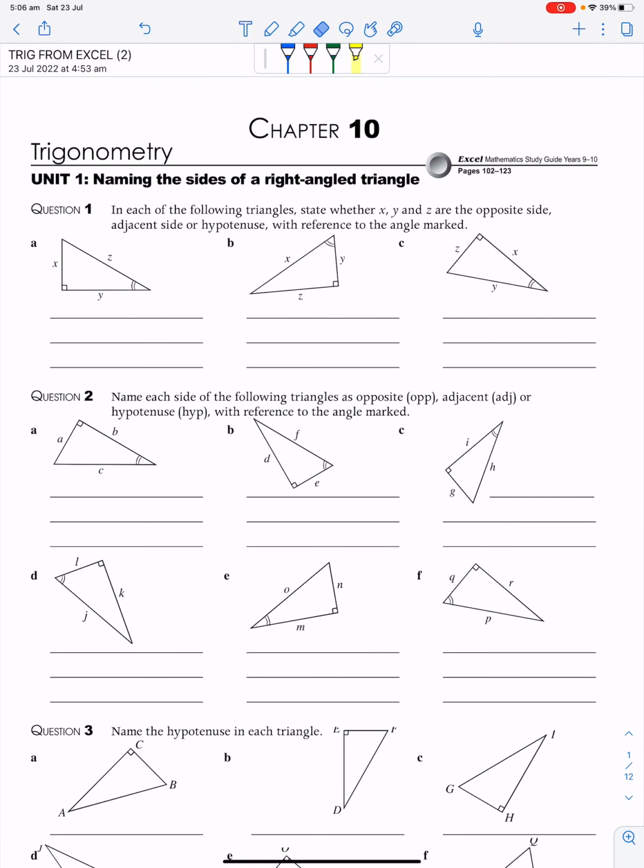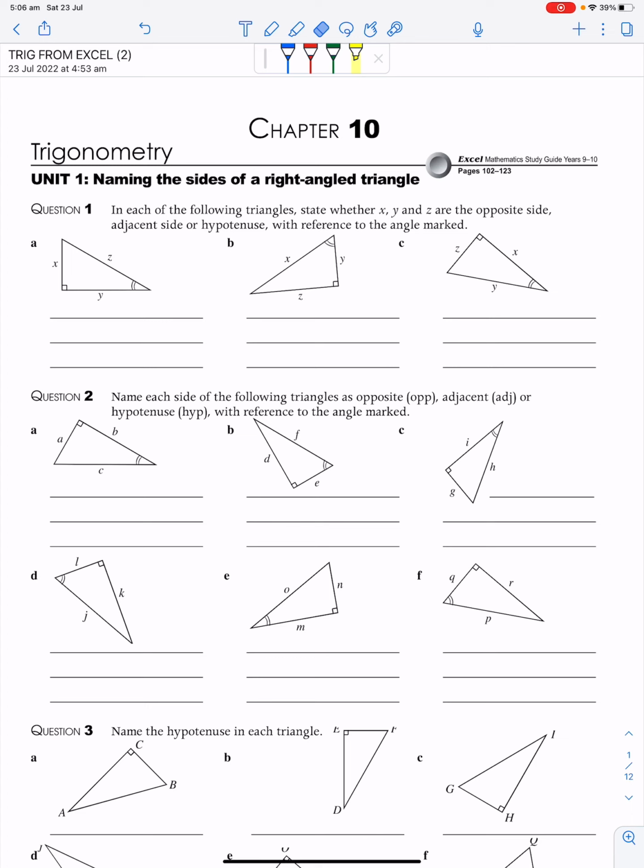Okay, so we have the topic of trigonometry, and in year 9 you do right angle trig. So in other words, trig only with right angle triangles. And when you get to year 10, you start working with non-right angle triangles. So let's have a look at the most basic things that you learn in trig.